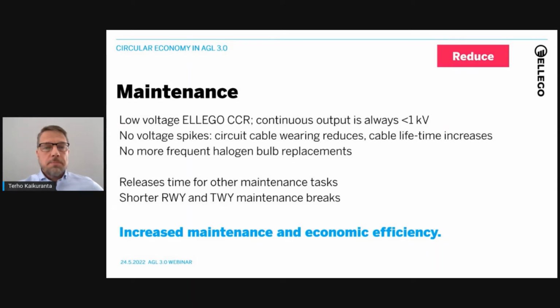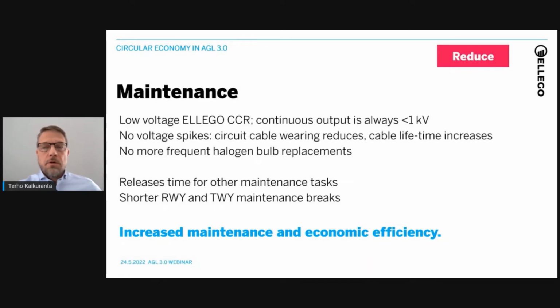Then about the maintenance side, this ELLEGO CCR output voltage is always below 1 kilovolt. So it reduces the voltage. And it's also a continuous output signal, meaning that there are no voltage spikes. That will lead to a situation where the circuit cable wearing is reduced, and it means that your existing cable lifetime will increase. So old cables can be used longer than otherwise. And of course, frequent halogen bulb replacement is not needed. There's a bit more information coming on that later.